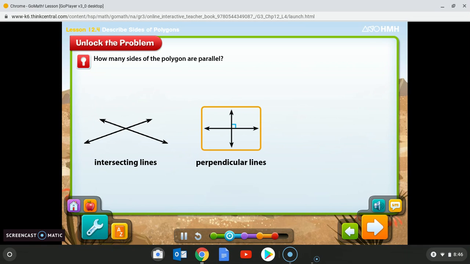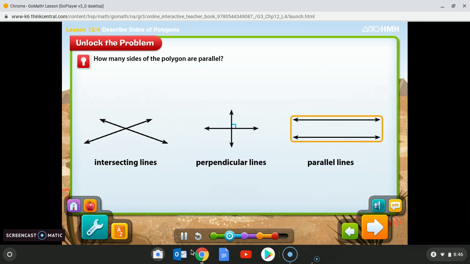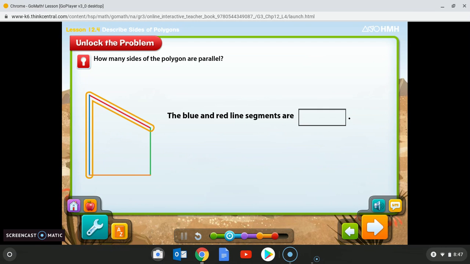Finally, our last pair of lines are called parallel lines. Parallel lines never cross. They are the same distance apart at every point of the lines. They are not going to make any angles. So parallel lines are not going to make any angles, and they are the same distance apart at every point of the line. Okay? So now that we know the 3 types of lines that we can use to make a polygon, let's talk about our shape.